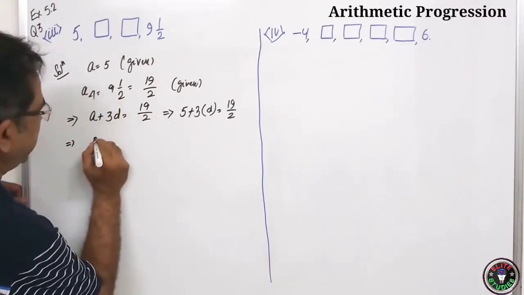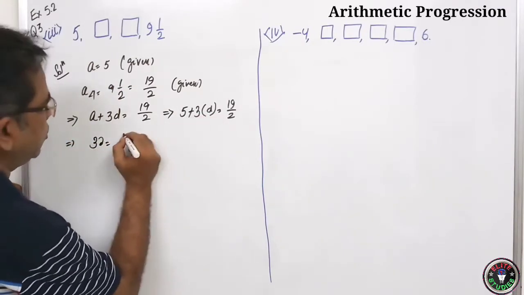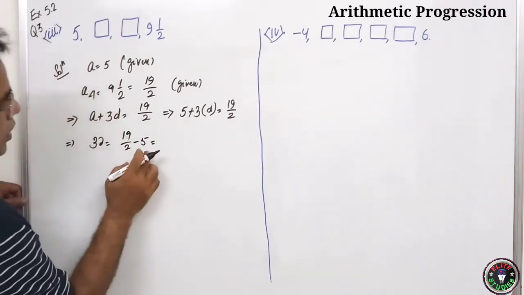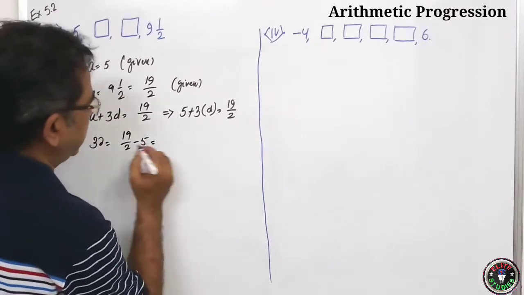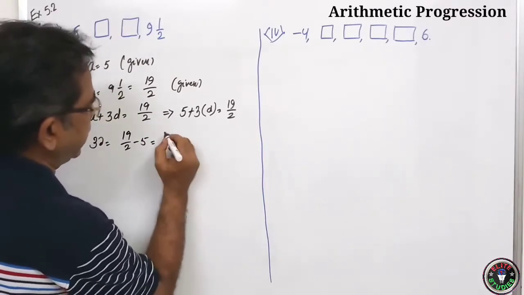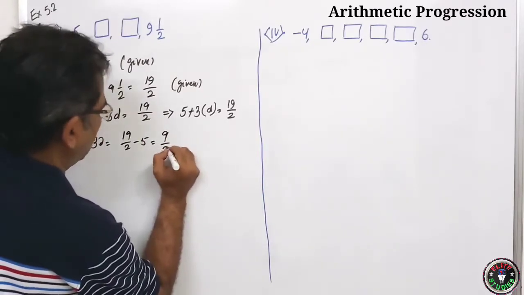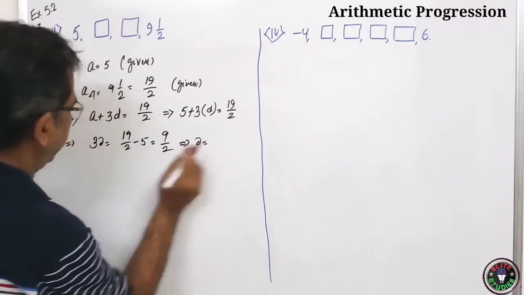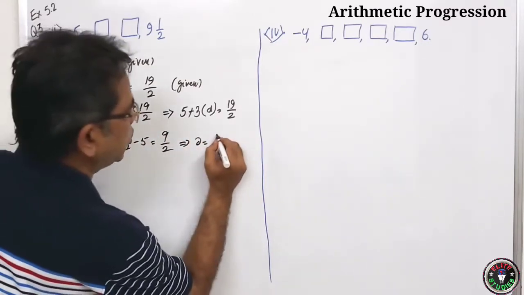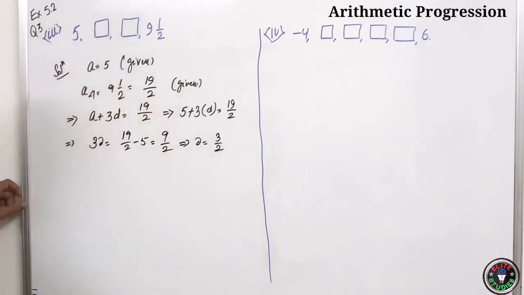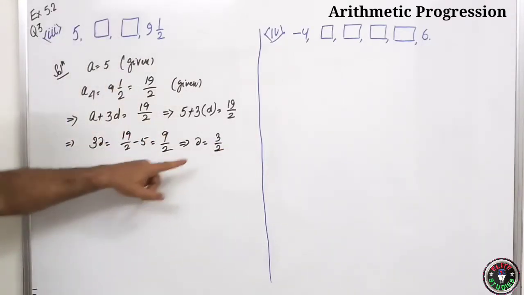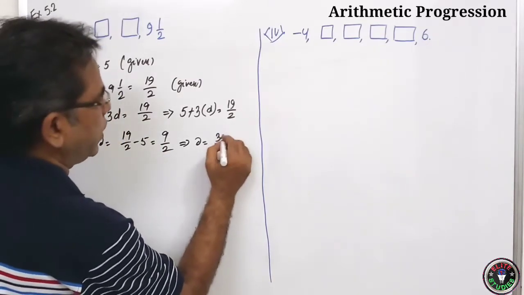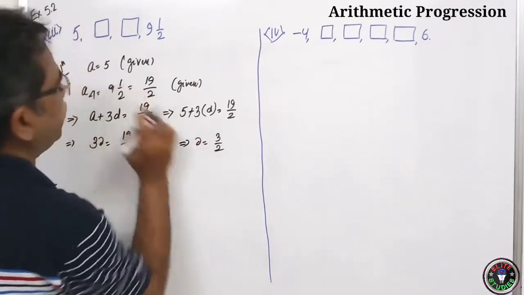So 3D is equal to 19 by 2 minus 5. 2 times 5 is 10, 19 minus 10 is 9, so 9 by 2. This gives us D is equal to 3 by 2, since 3 threes are 9 and it cancels. Now we got A as 5 and D as 3 by 2.